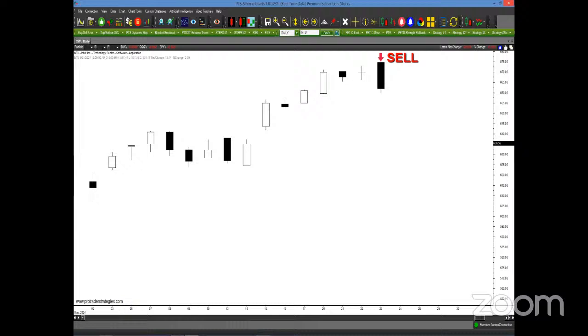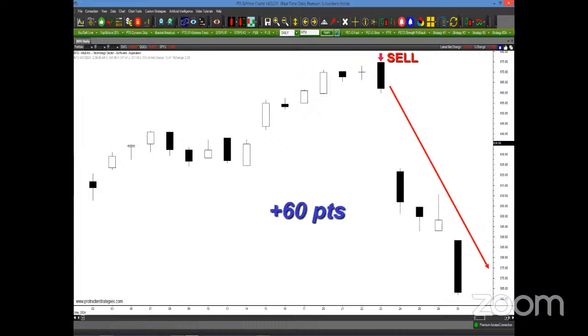Well, the PTR actually generated a signal right here saying that the trend was about to change. And look what happened to the stock. Stock fell 60 points in the next 4 days. Here's another example of how this works as well.